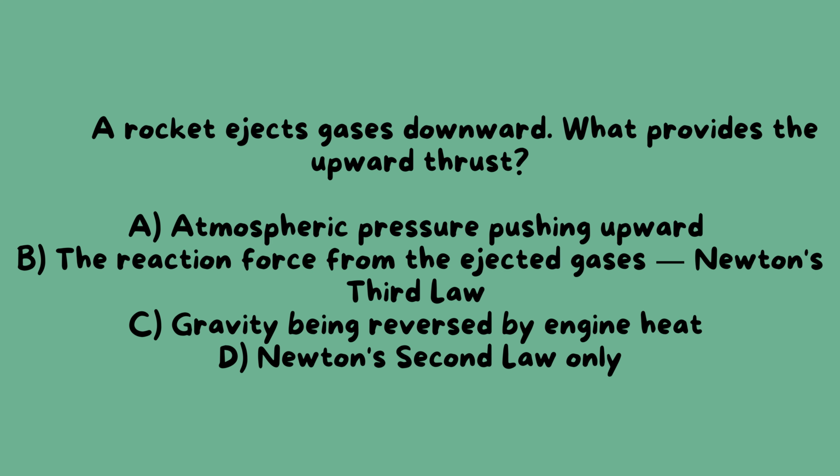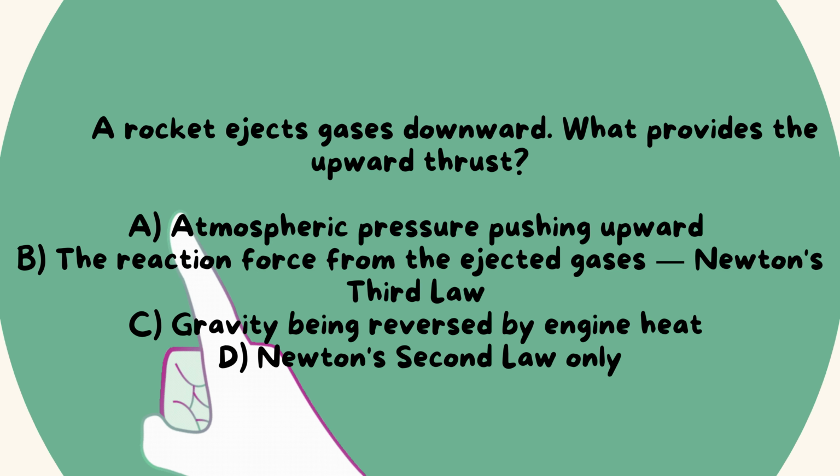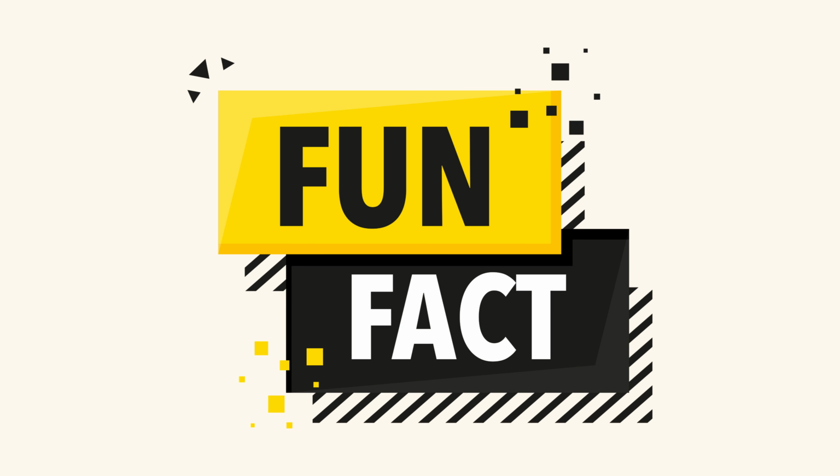3. A rocket ejects gases downward. What provides the upward thrust? A. Atmospheric pressure pushing upward. B. The reaction force from the ejected gases, Newton's third law. C. Gravity being reversed by engine heat. Or D. Newton's second law only. Answer: B.